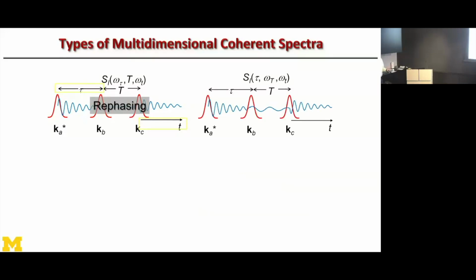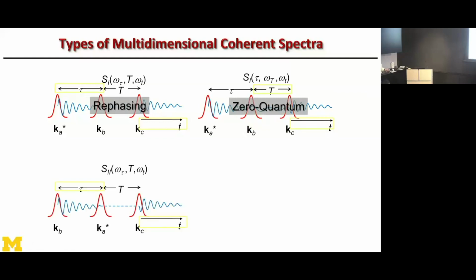We can do it where instead we scan the second and the third pulse. So this will get this coherence we were just talking about. It will actually extract that frequency. And so we call this a zero quantum spectrum. And we can also then switch the time ordering. So here Ka and Kb have switched. And we call this a non-rephasing spectrum.